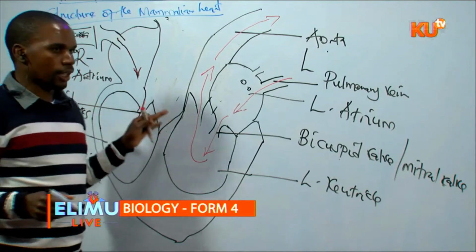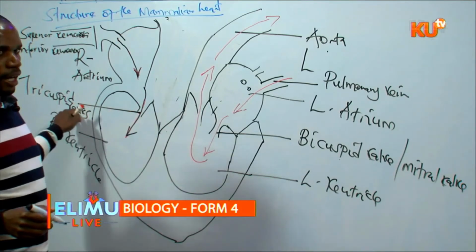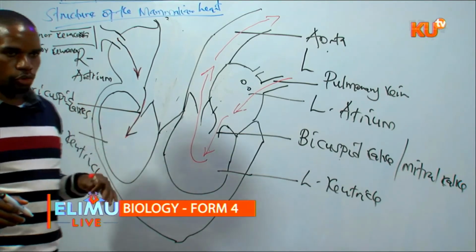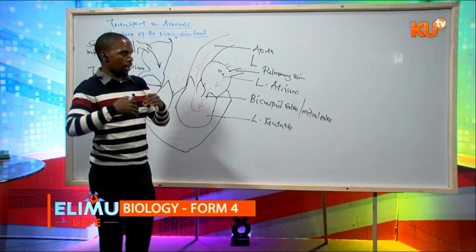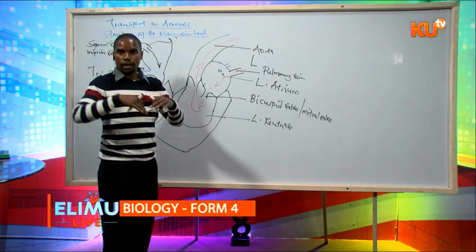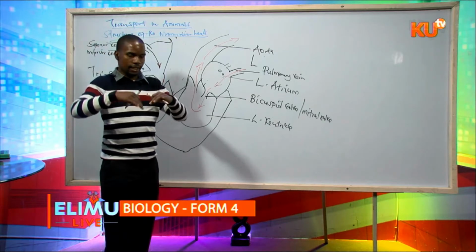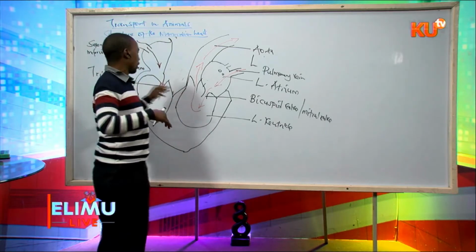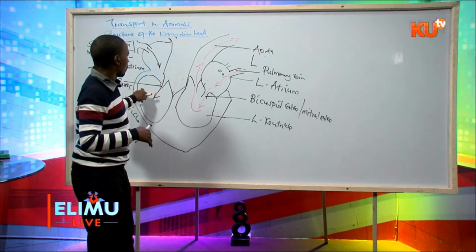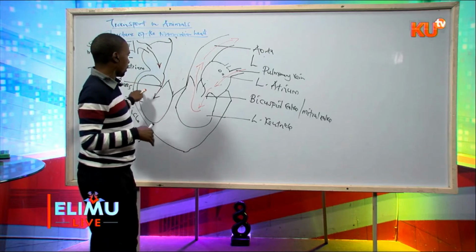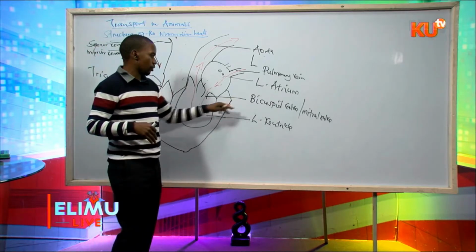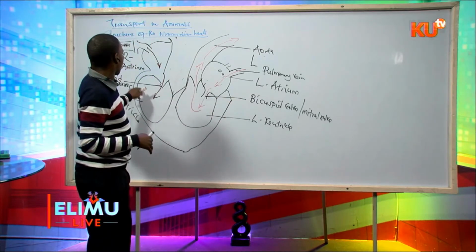These valves are known as tricuspid valves because they have three flaps. So they open in this way, but there is another flap. I have two arms, so I cannot illustrate, but you have to understand that they are three flaps. That's why we refer to these particular valves as tri, meaning 3. We said bi meaning 2, tri meaning 3.